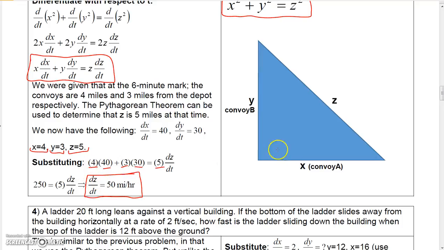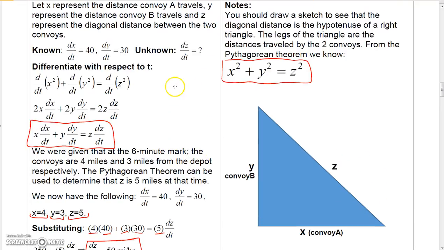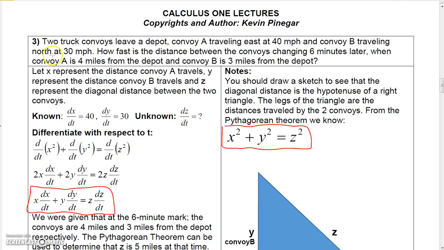So the rate at which the distance between them is changing at 6 minutes is actually 50 miles per hour. So I'll do some more of these examples on the next video.